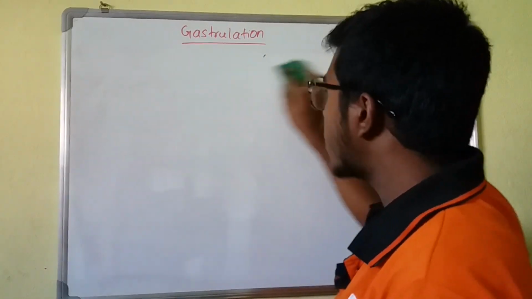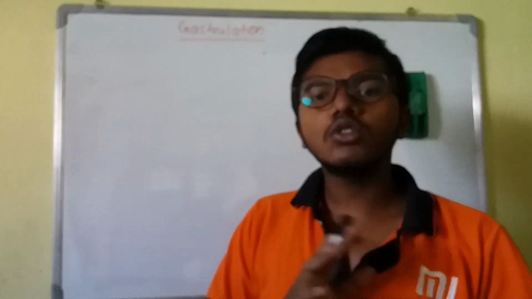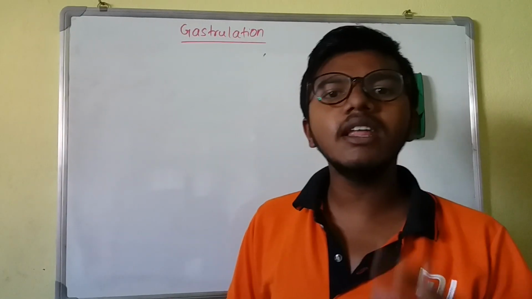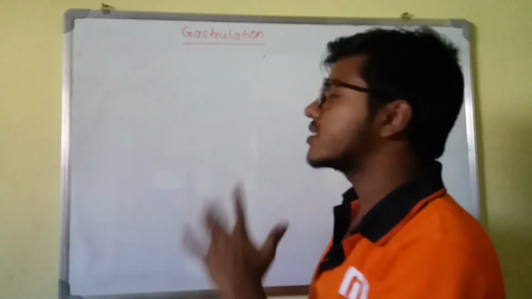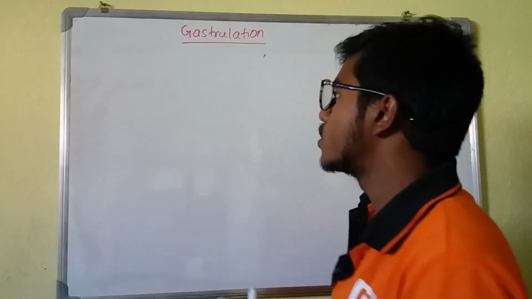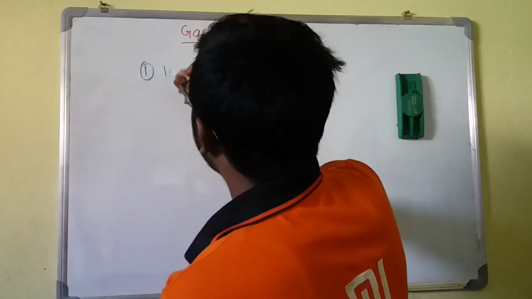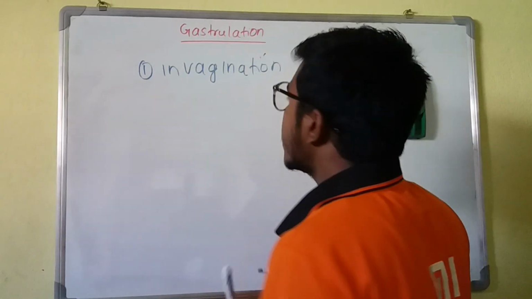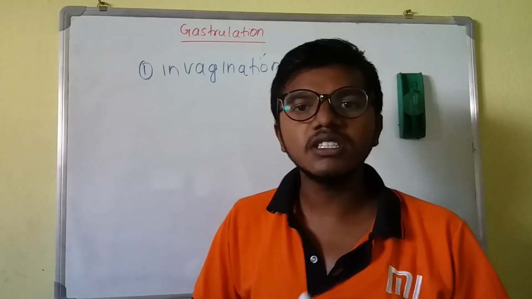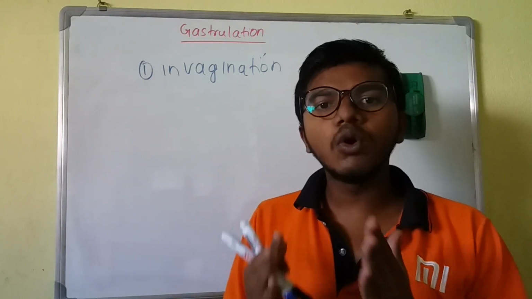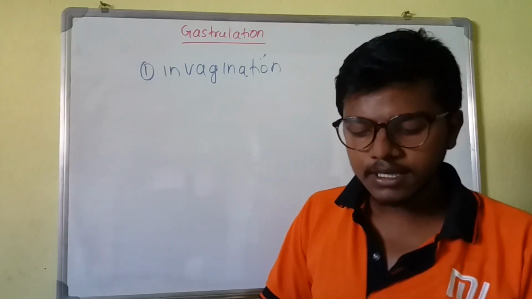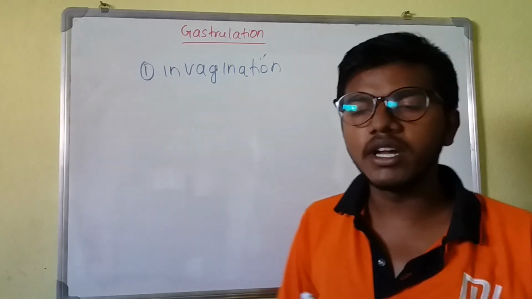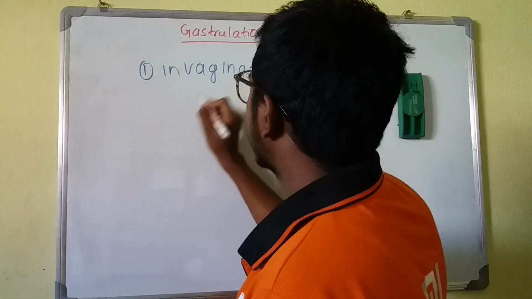As we have discussed, it is a morphogenetic movement of cells, and the movement can occur in various types. There are mainly 5 types of movements that occur in the gastrulation process. First of all, that is invagination. So what actually is invagination? Invagination is an inward folding or infolding of cells to form a new cavity, and that new cavity is lined by the already folded cells.